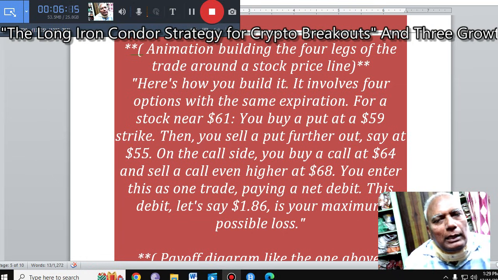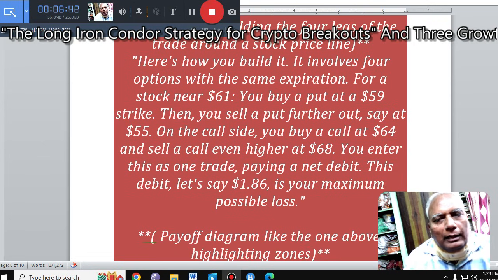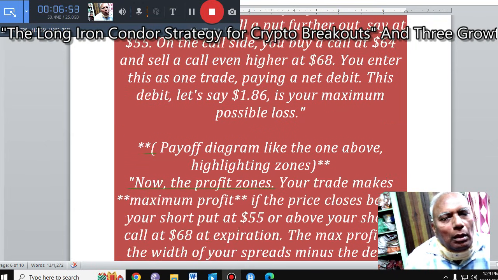Animation building the four legs of the trade around a stock price line. Here is how you build it. It involves four options with the same expiration. For a stock near $61, you buy a put at the $59 strike price. Then you sell a put further out, say at $55. On the call side, you buy a call at $64 and sell a call even higher at $68. You enter this as one trade, paying a net debit. This debit, let's say $1.86, is your maximum possible loss.